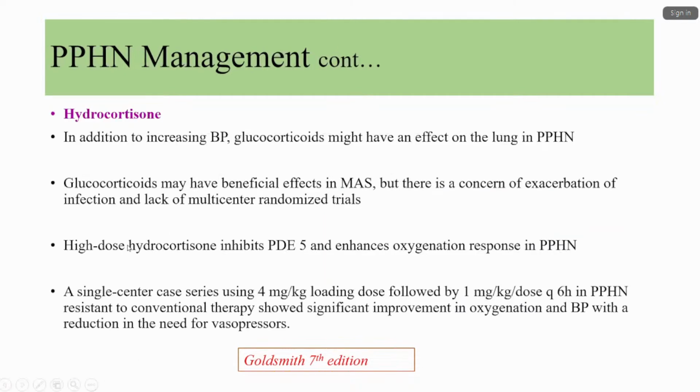Then the role of hydrocortisone, in addition, glucocorticoids might have effect on the lung in PPHN. The dose is 4 mg per kg followed by 1 mg per kg 6 hourly in PPHN that is resistant to conventional therapy, showed improvement in oxygenation and PP with reduced need for vasopressor. High dose hydrocortisone also inhibits phosphodiesterase 3 and phosphodiesterase 5 and enhances oxygenation response in PPHN.